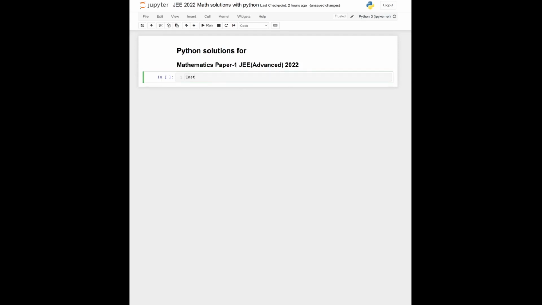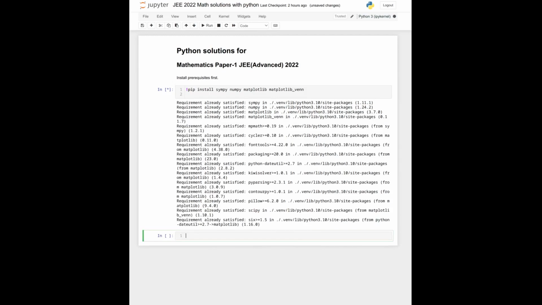Start with prerequisites. I am going to install a few packages here, which are my go-to packages. Some of the packages are SymPy, NumPy, Matplotlib, a plotting library, and Matplotlib Venn, a plotting library for Venn diagrams, as I saw a set question in the question paper. Run this and they are already installed, so it quickly runs. Let's import packages.